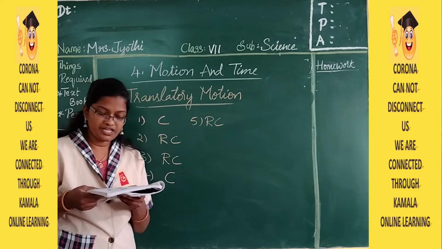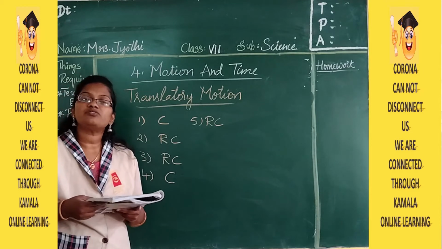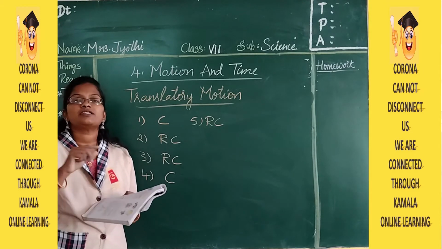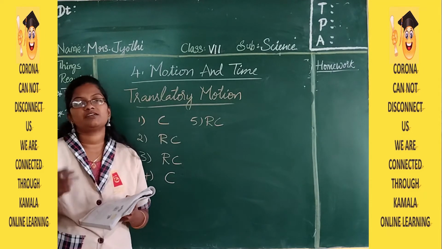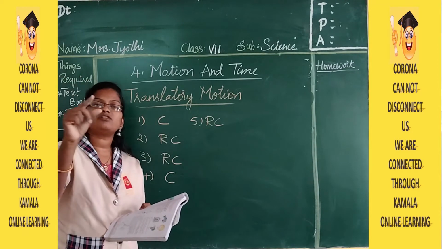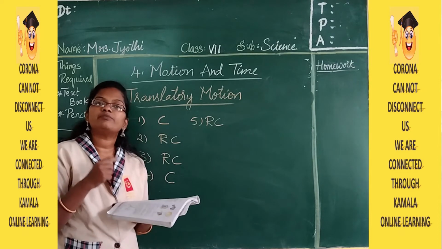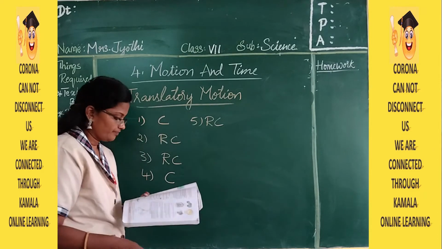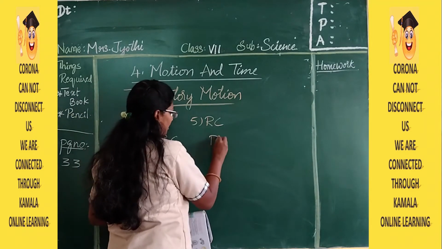Then motion of a coin in a carom board. How will the motion of a coin in a carom board be? Sometimes it goes in a straight line and sometimes in a curved line. Yes, but most of the time when it hits the board again it comes back. So it will be mostly in a straight line. So you can write here R.